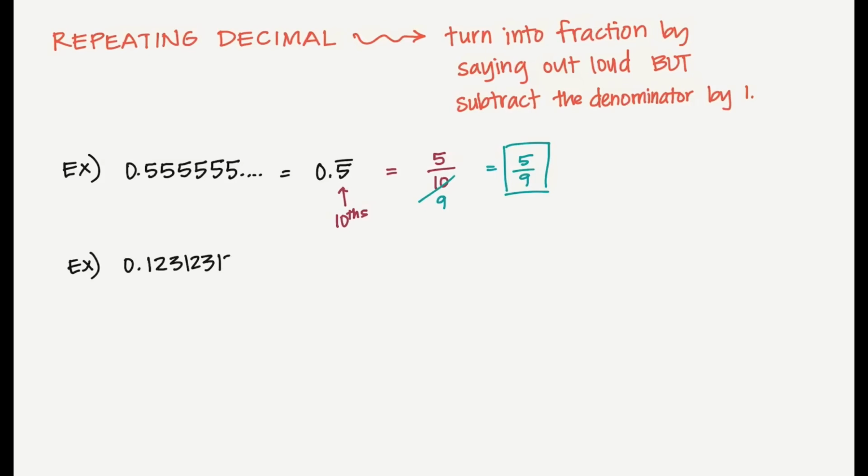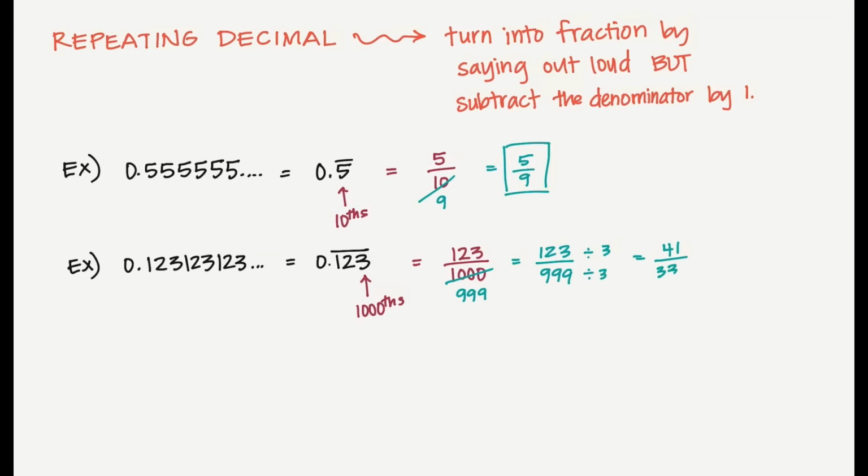0.123, 123, 123, and it keeps on going. So the pattern is 1, 2, 3 with a bar over all 3 of those. That 3 is in the thousandths place. So in my head, I'm going to write 123 over 1,000, but I'm going to cross it out. I'm going to subtract it by 1, which leaves me with 999. So now I have a new fraction, and I can still simplify it. I can divide it by 3. Then that leaves me with 41 over 333. Okay? All right, so that's repeating decimals.